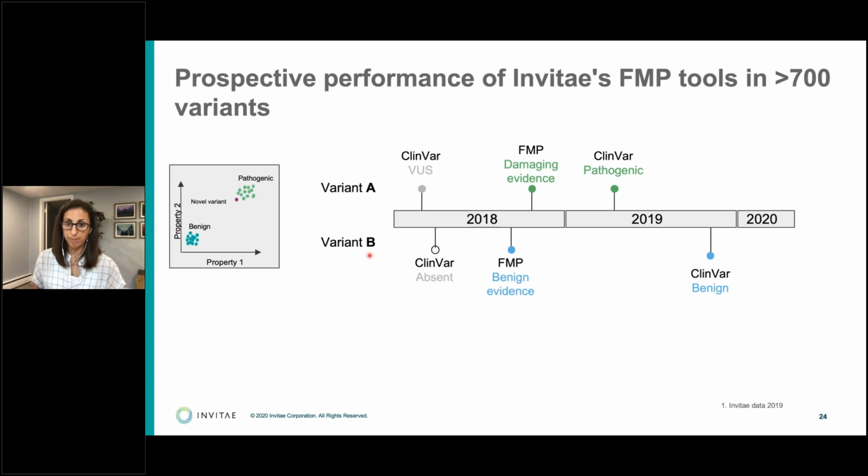In example variant B, the variant was absent in ClinVar, but observed at Invitae. The FMP tool generated benign evidence for that variant, and later the variant was independently classified as benign by another lab. Again, this gives us the confidence that the tool accurately predicted the variant to be benign.